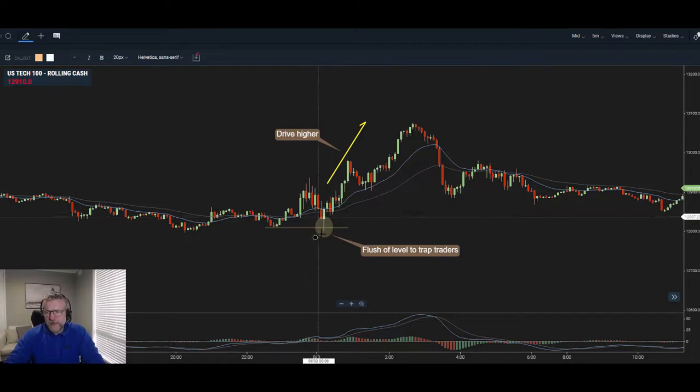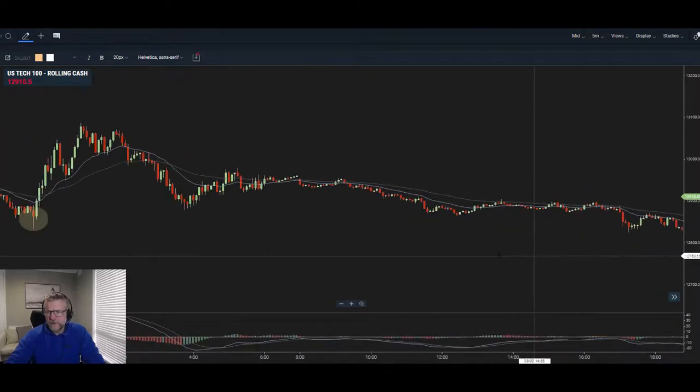So you can see that the market's flushed the level and started to drive higher. Once you see that flush, I would generally be looking in the opposite direction for a setup on the lower time frames. This is the 5-minute chart. I would generally be looking at the 1-minute chart for a setup. So if we go along to different opens.